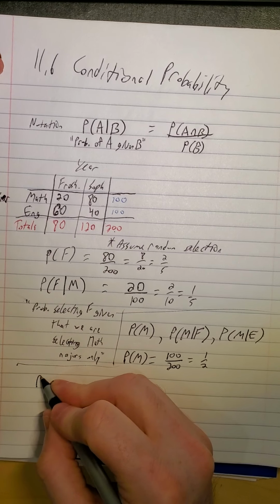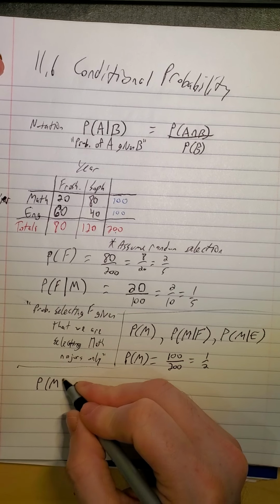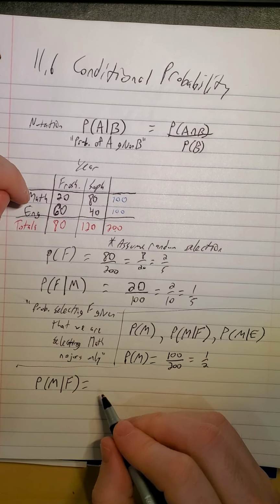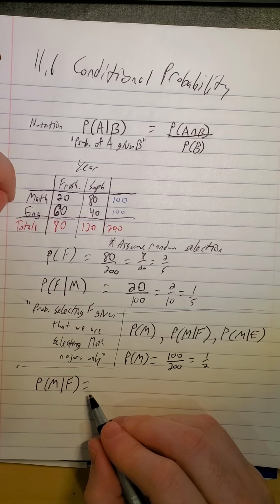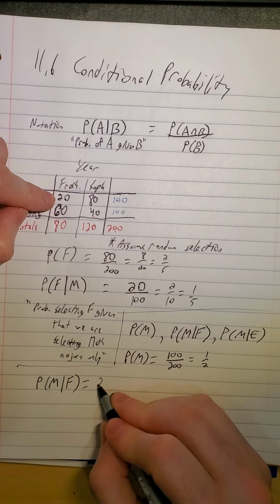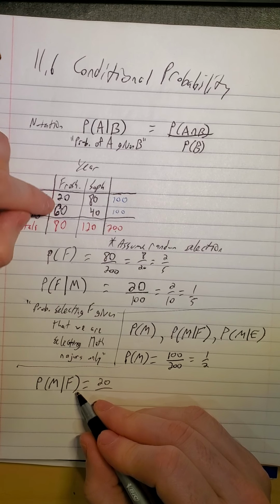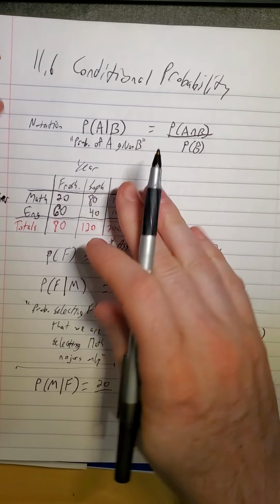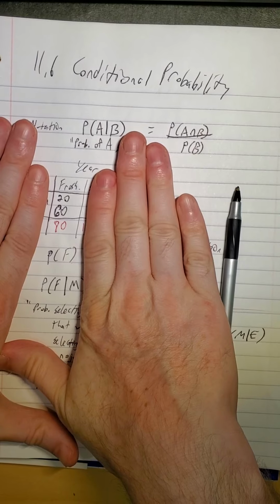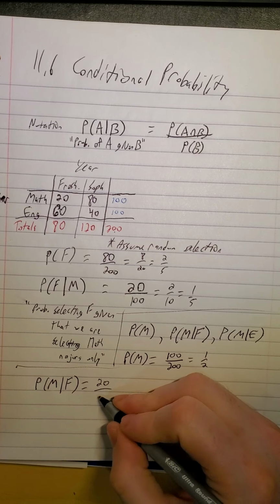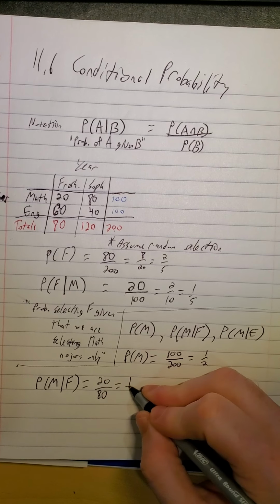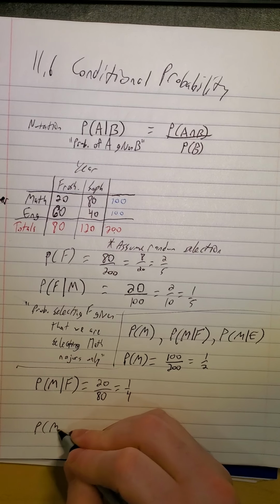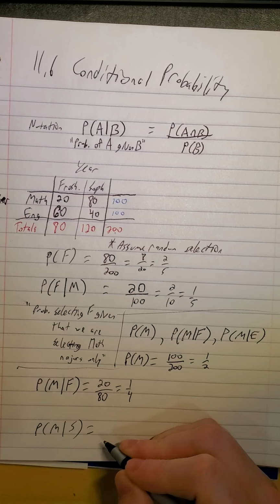Then we'll look at the probability of selecting a math major given that we are selecting from freshmen only. So we're looking at freshman math majors, 20 of those out of total number of freshmen. So the given condition says, given that we're working with freshmen only, I'm only concentrating on this much of the chart. So 20 out of 80, 2/8 is 1/4. Again, different values.